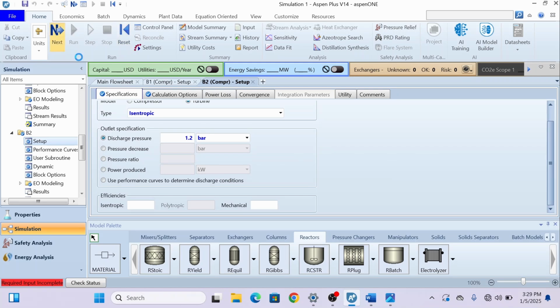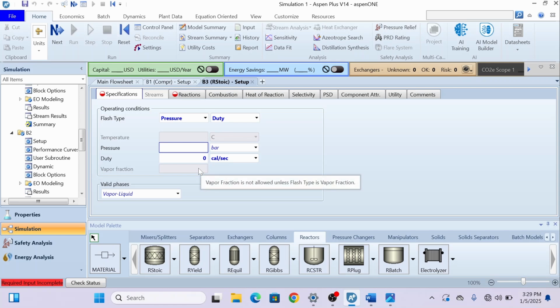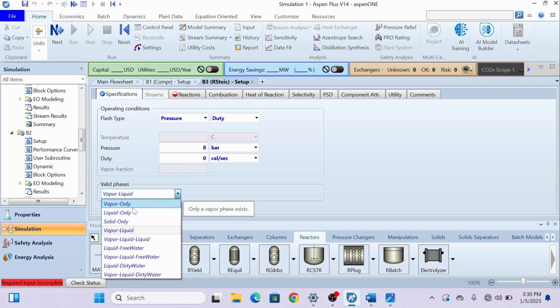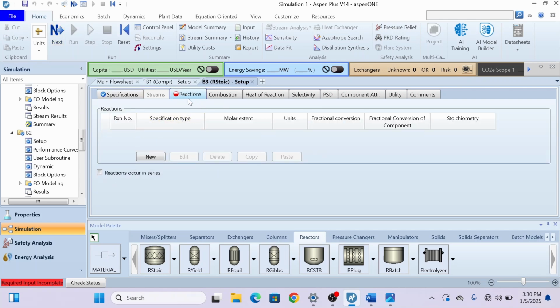So that's all. Now I will press this next button. After this, I am in my reactor. As it is an adiabatic reactor, give a duty of 0. And for pressure, because our air was compressed, the combustion is happening at 8 bar. Select vapor only, because the reaction is happening only in the vapor phase. Now press this next button, and in the next step you have to specify the reactions.